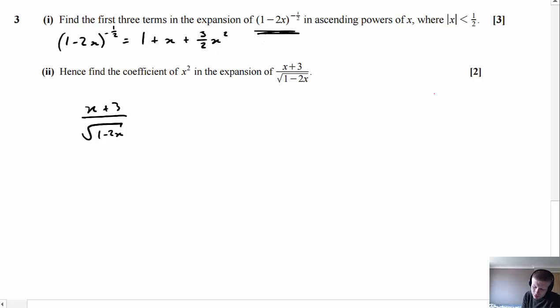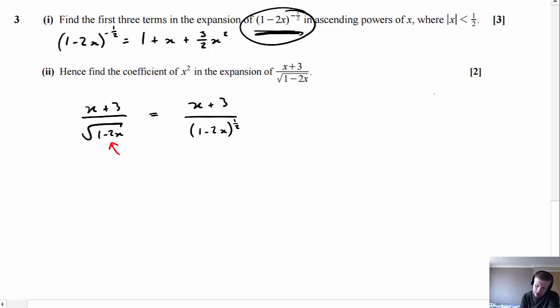So bearing in mind I've found the expansion of (1 minus 2x) to the power of negative a half. Hang on a minute, I see your 1 minus 2x down here, underneath this square root. So let me first of all write it using power notation. I'm going to write this square root as to the power of a half. So I'm going to write this as (x + 3) over (1 minus 2x) to the power of a half. Well, that's really close to what I've got up there.